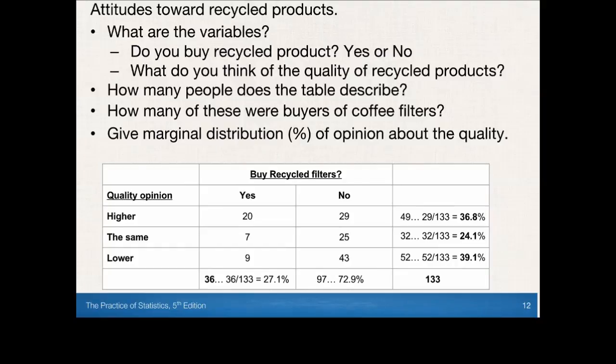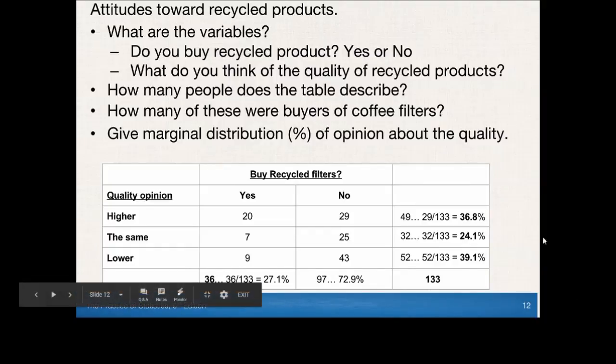We're not going to do anything with those right now, but you could then make a chart out of it. You could make a pie chart out of the quality, you could make a pie chart out of the recycled, or you could make bar graphs out of either one of those.